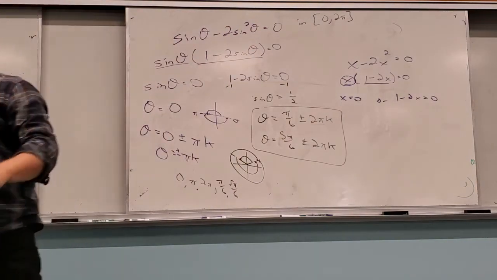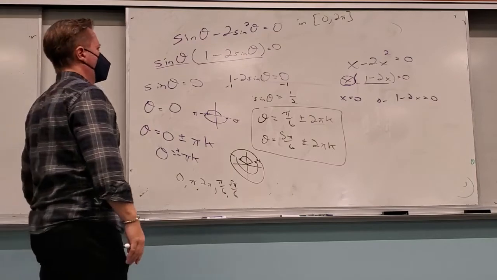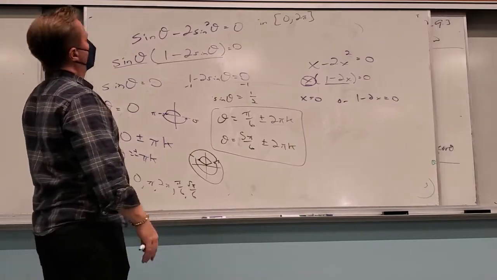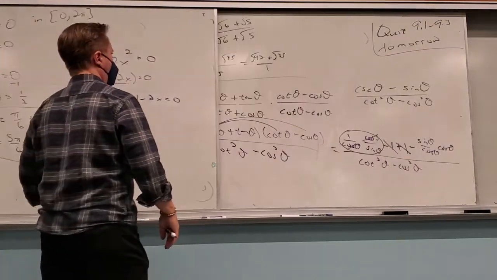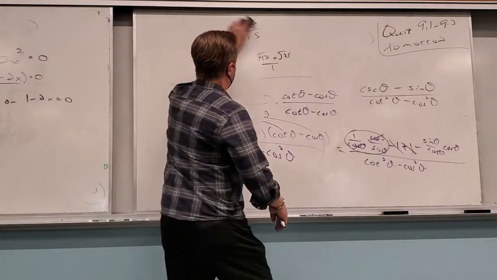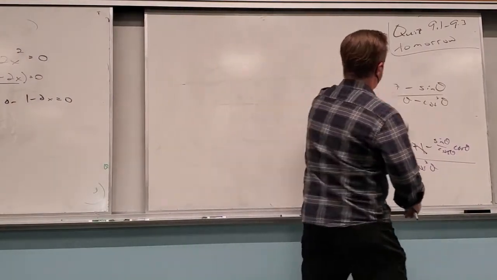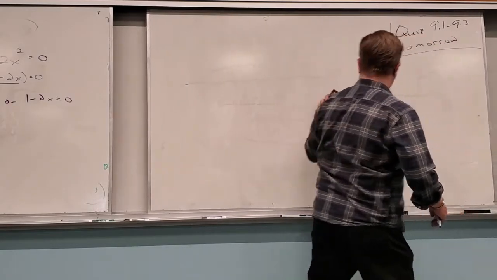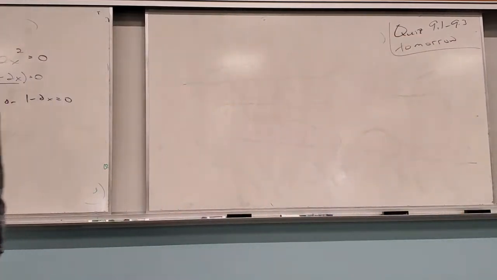Okay, what about, let's do one more, I think. Yeah, let's take one out of the book. Let's see what the book has. This was 9.5, I think.